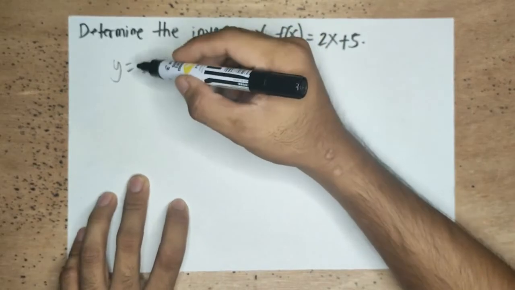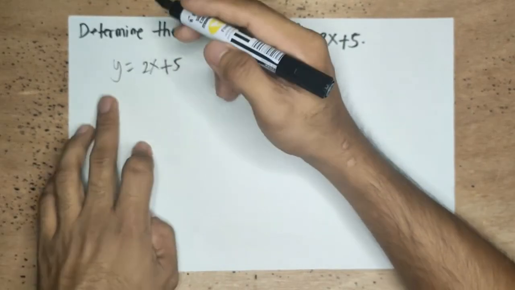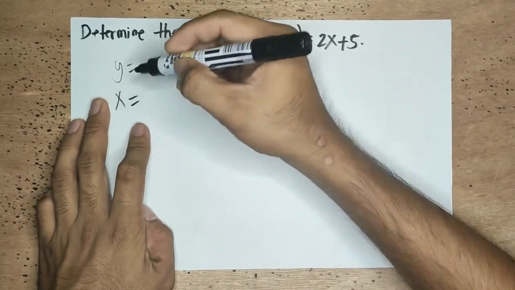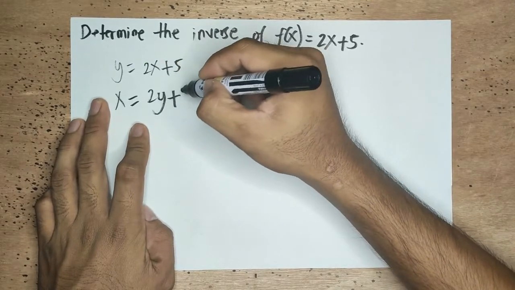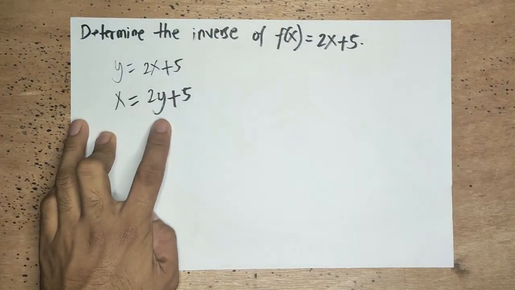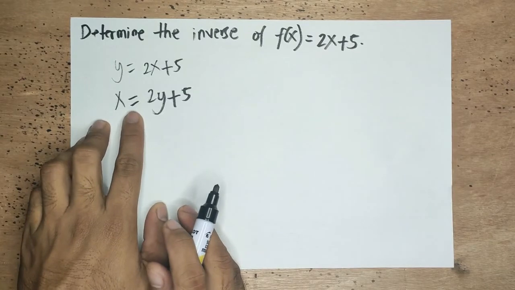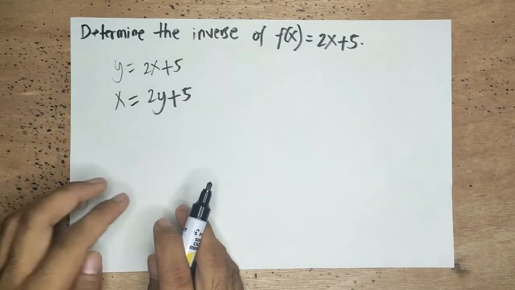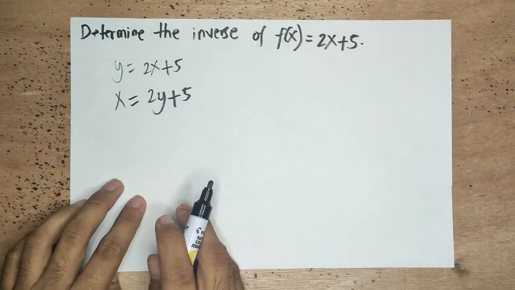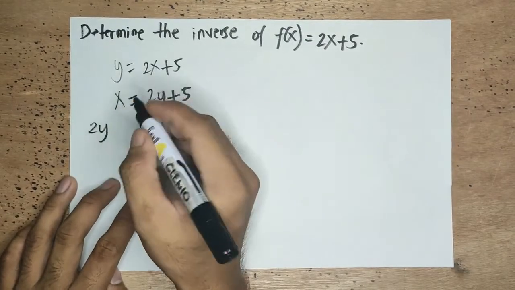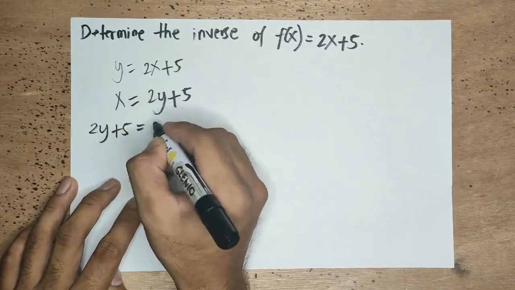The second step will be pagpapalitan natin sila ng variables. Si y magiging x at si x magiging y. And then since equal naman silang dalawa, this symbol indicates that they are of the same value. Pwede natin silang pagpalitan ng positions. We have 2y plus 5 and then x.